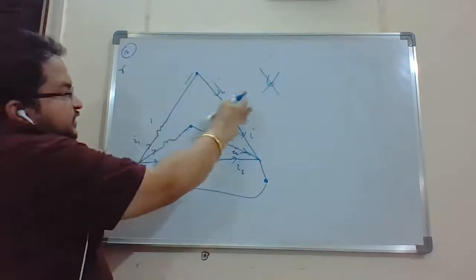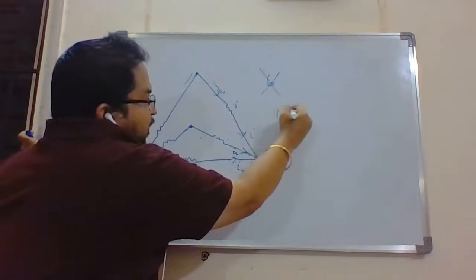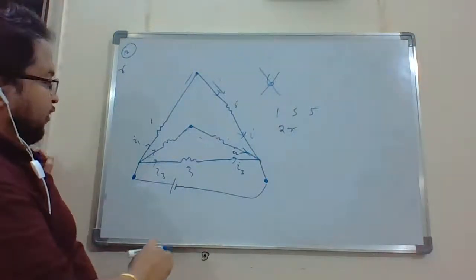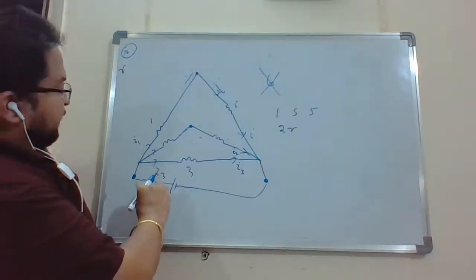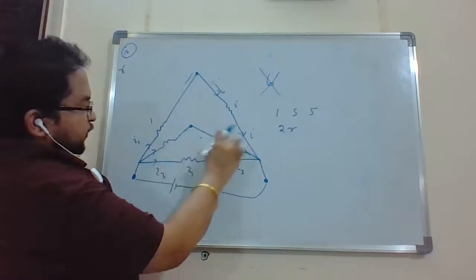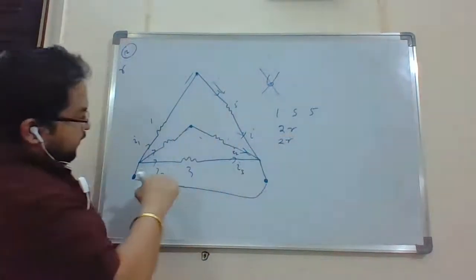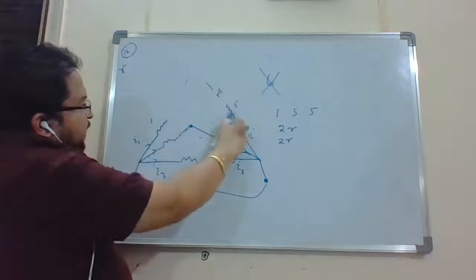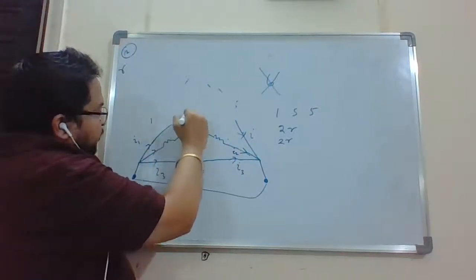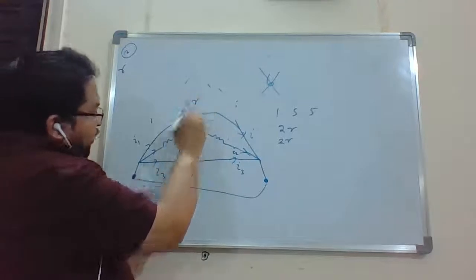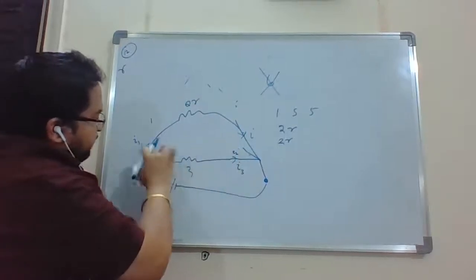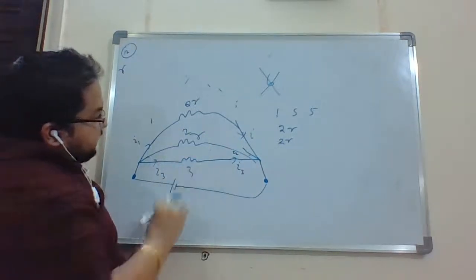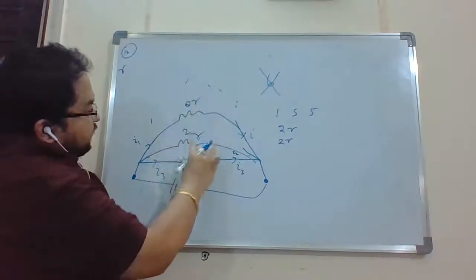So 1 is in series with 5, so R plus R, 2R. Similarly, these two are also in series, so these two will also be 2R. And this is R. If these two are in series, I can remove both of them and just put one resistor, 2R. And this is 3. Now this is 2R, this is 2R.